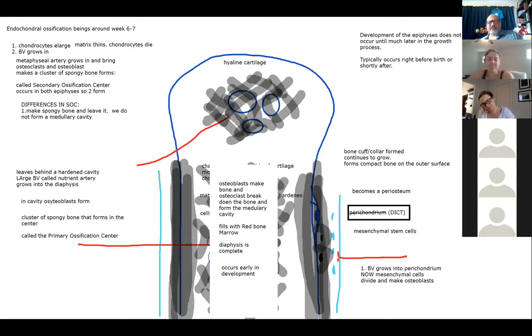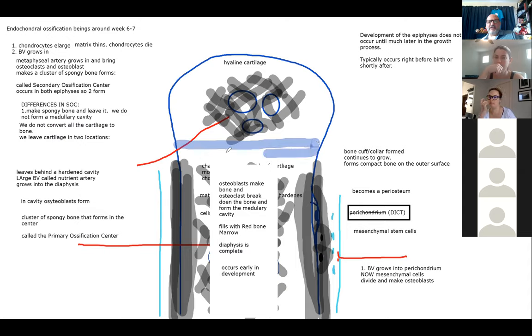And that is, notice with our diaphysis, was there any cartilage left? No. But here in our epiphysis, we do not convert all the cartilage to bone. Instead, we leave cartilage in two locations. Where are the two locations where we are going to leave the cartilage? Someone give me one of them. Epiphyseal line? Plate? Well, a plate, absolutely, you're right. So we are going to leave it here in the metaphysis, and that is going to become the epiphyseal plate.